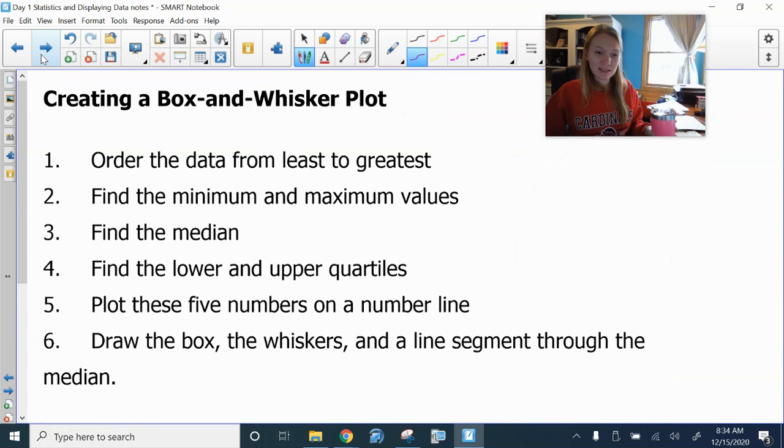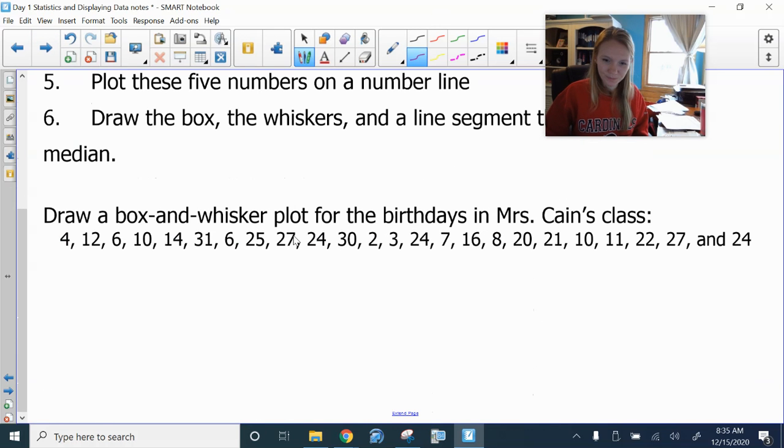So to create a box and whisker plot, if you don't have the data on your calculator already, you would organize your data from least to greatest, find your minimum and maximum. You would find your median, which would be your middle value. Your lower and upper quartiles would be halfway between the median and the lowest number, or halfway between the median and the highest number. We plot them on the number line and then draw the box and whisker plot, and we'll talk about that too.